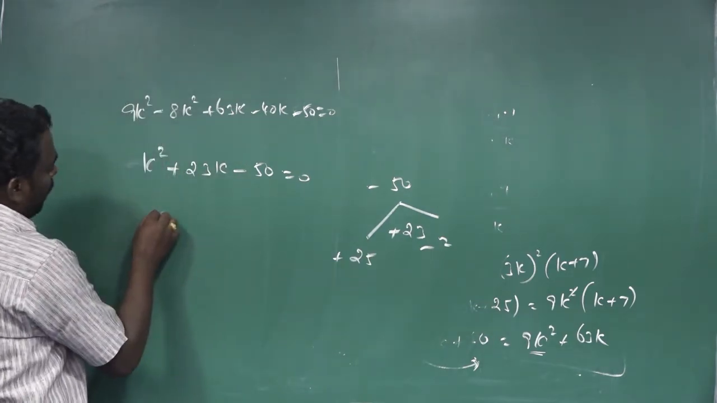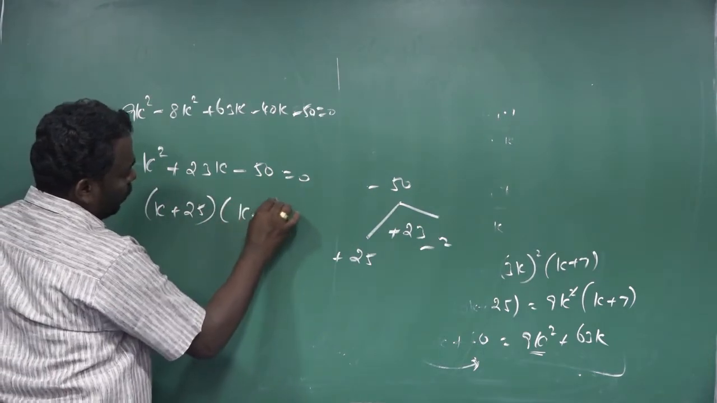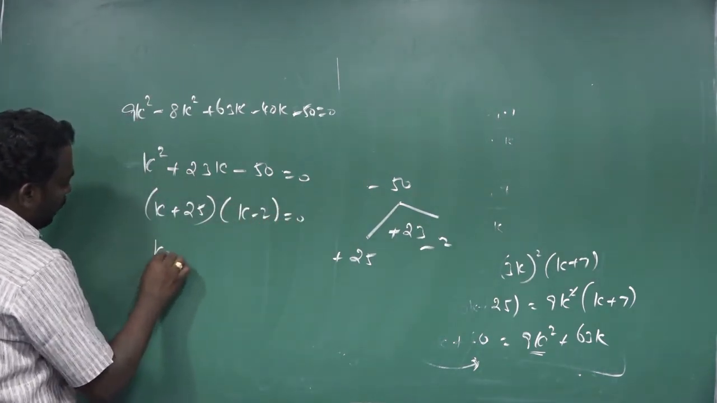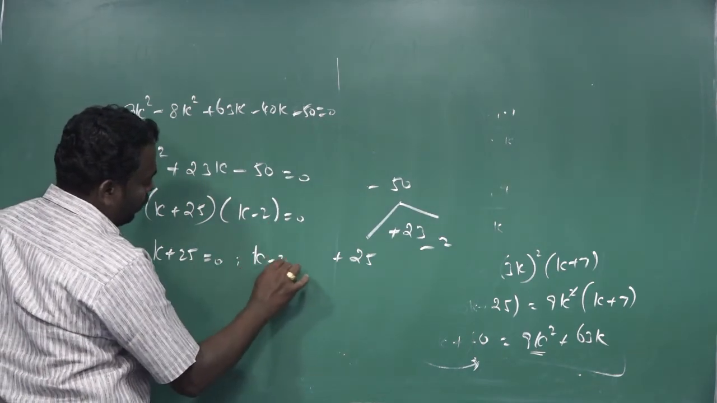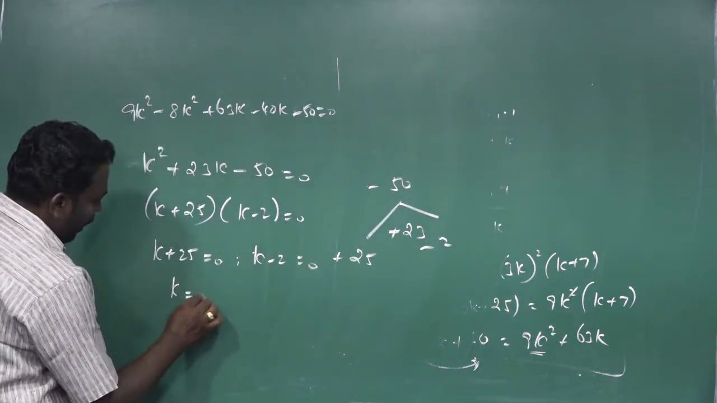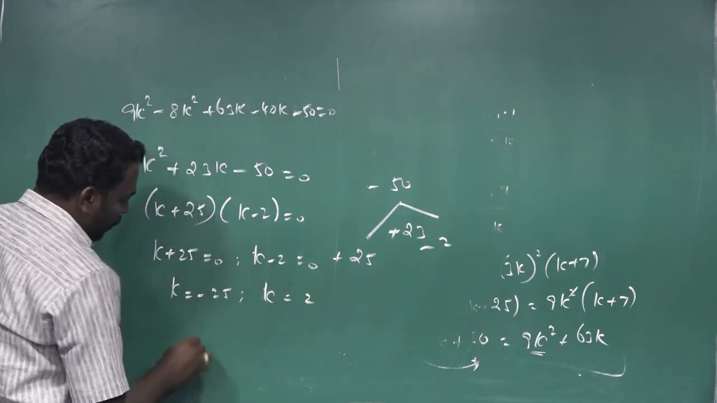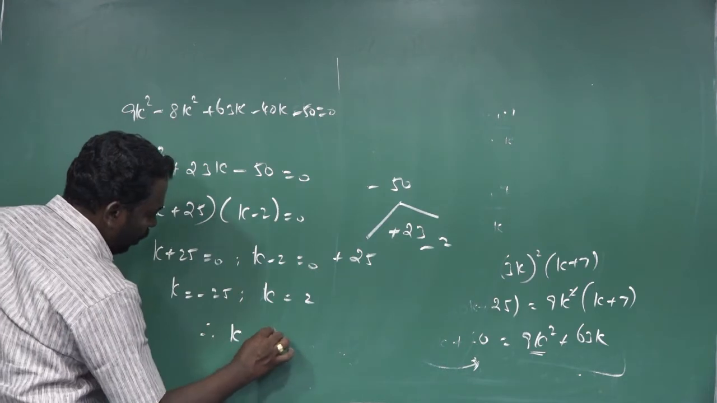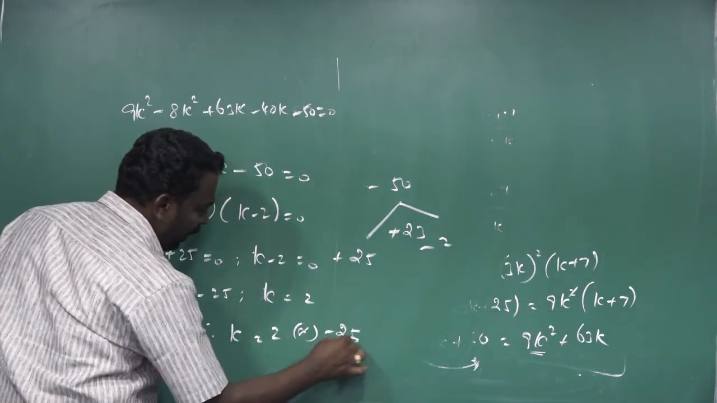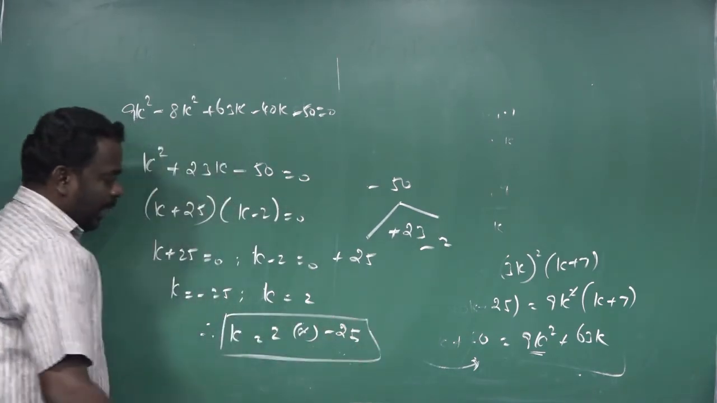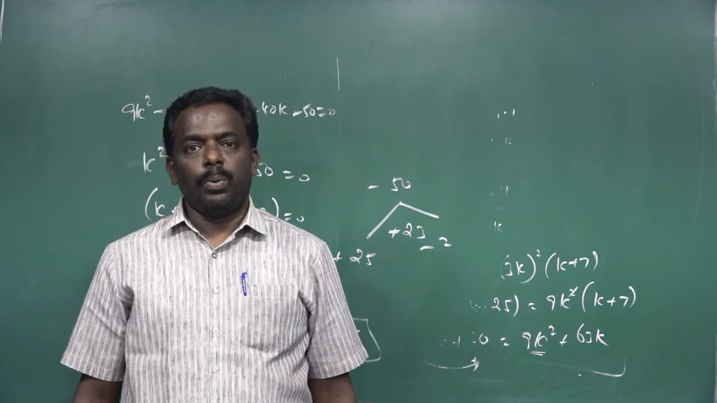Therefore we can write the factors are K plus 25 into K minus 2 is equal to 0. Either K plus 25 equal to 0, or K minus 2 is equal to 0. Therefore K equal to minus 25, and K is equal to plus 2. Therefore K is equal to 2, or minus 25. K equal to 2 or 25. The value of K, that we want to prove.